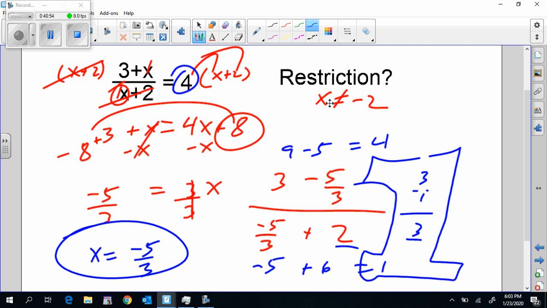Pay attention when you solve rational equations. Make sure you're checking for restrictions. Make sure you're plugging your solution, or your candidate for solution, back in to tell.